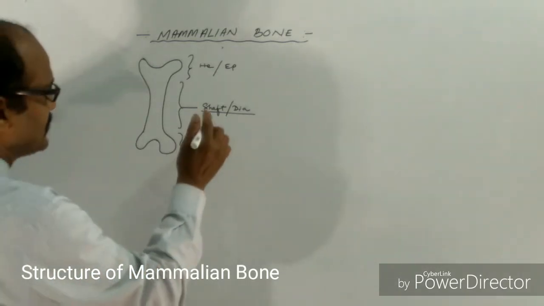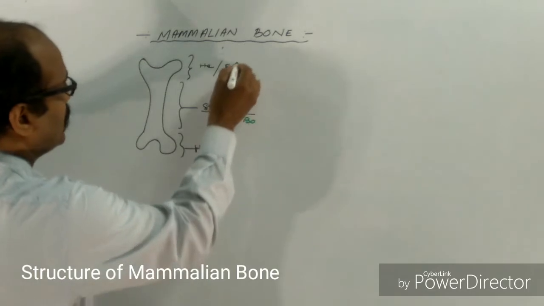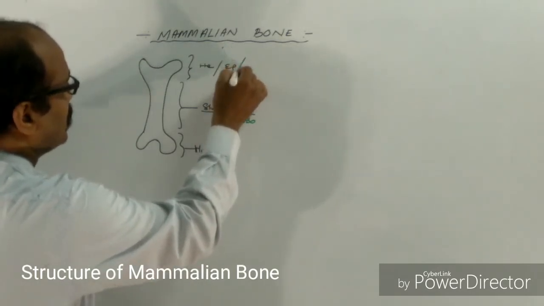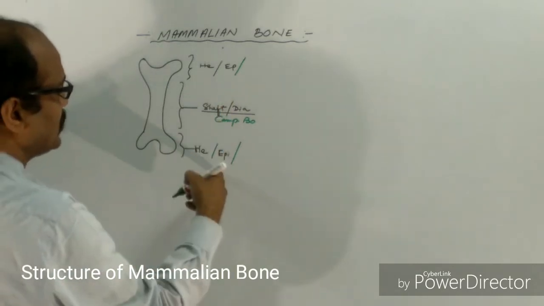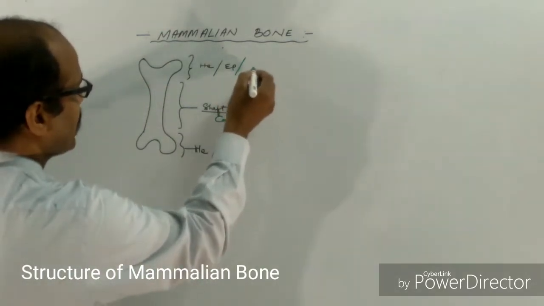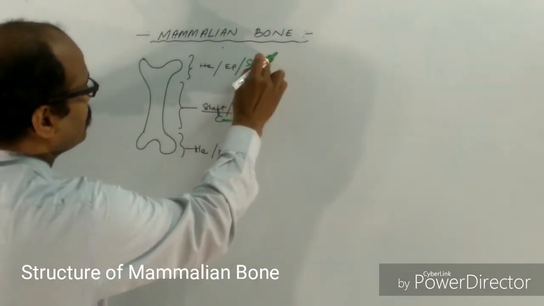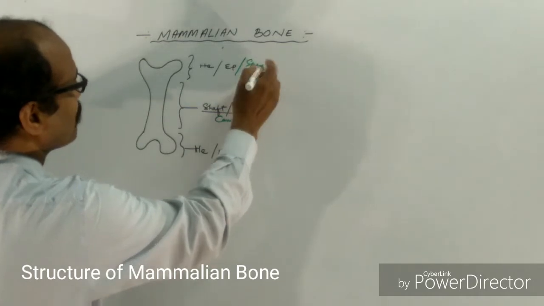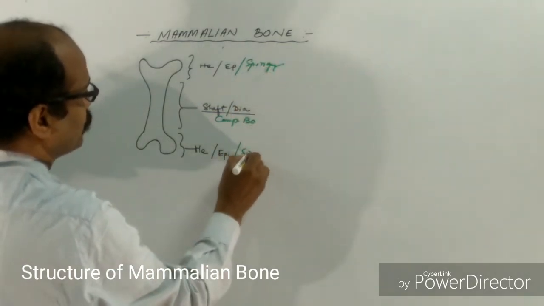In the shaft or diaphyseal region, the bone cells and matrix are present densely, which forms the compact bone. In other words, in the epiphyseal region, there is no compactness of bone cells and matrix. That's why it is known as the spongy bone.